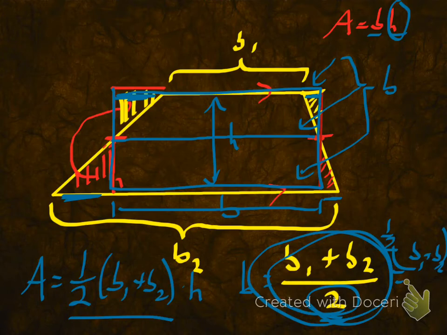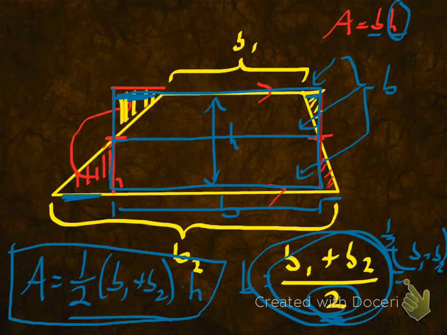Now sometimes people will put the height right after the 1/2, and the b1 plus b2 in parentheses will be a little bit further out. But this is the formula for a trapezoid. Now, you can memorize the formula. I don't necessarily recommend just memorizing it. Make sure you remember where it comes from.